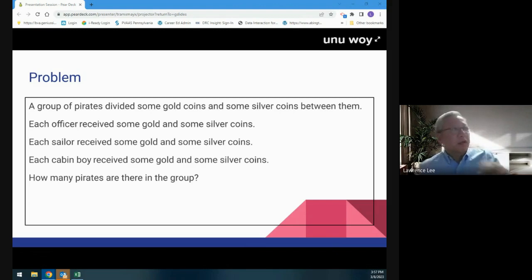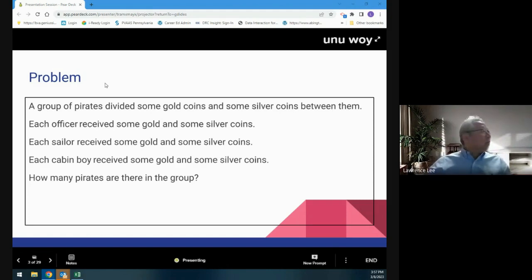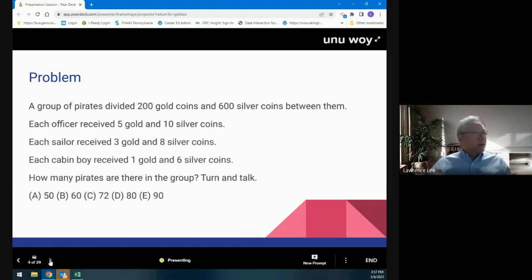So how many pirates are there in the group? That's what we're looking for. We're looking for how many officers, how many sailors, how many cabin boys, what we need right there. Jasmine and Ryan, how many gold coins and how many silver coins? Good. So moving forward, we'll tell you.